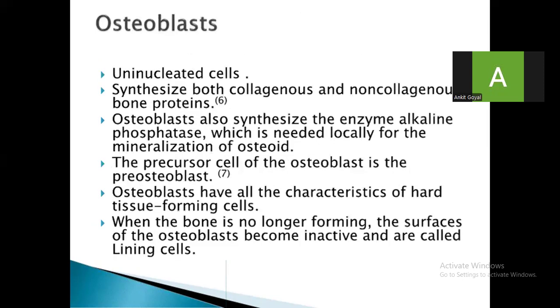Osteoblasts. These are uninucleated cells that synthesize both collagenous and non-collagenous bone proteins. They also synthesize the enzyme alkaline phosphatase, which is needed locally for the mineralization of osteoid. The precursor of the osteoblast is the preosteoblast, and the osteoblast has all the characteristics of hard tissue forming cells. When the bone is no longer forming, the surfaces of the osteoblasts become inactive and are called lining cells.